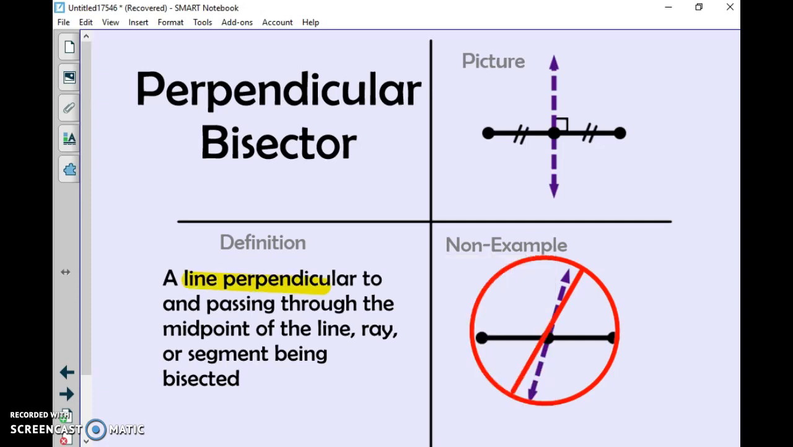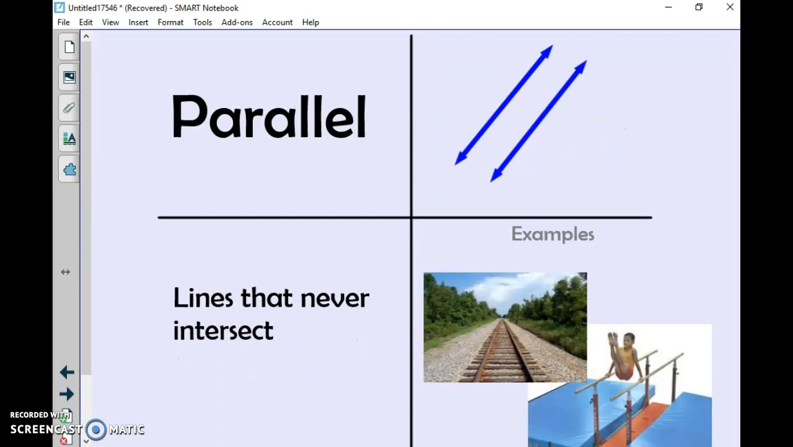So it's a line that's perpendicular passing through the midpoint of a line, of a ray, or segment. Okay, mainly just a line. Sorry, and it's being bisected. So again, bisector means two tick marks. Perpendicular means you're going to have that right angle. So I got that over there. And then your last word is going to be parallel. We know lines that never intersect.